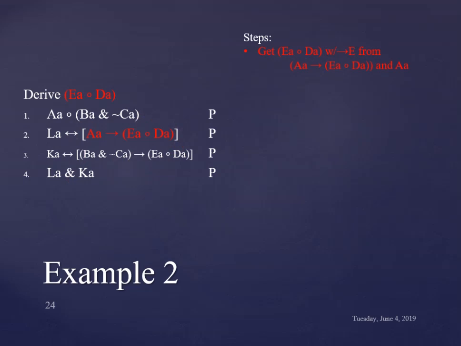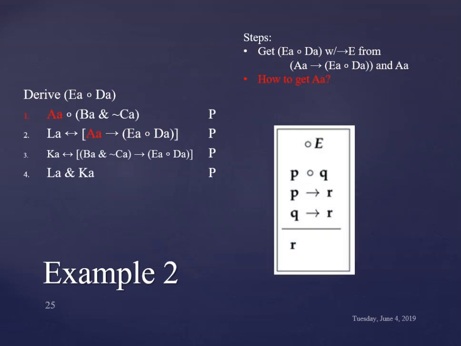So that's one thing we could try, right? So that might work. But then what we're gonna have to do then, in order to do that, right, we're gonna have to get AA by itself. Okay, we're gonna have to get AA by itself. Now, how are we gonna get AA by itself? Well, we see that AA is part of line 1. Okay, now we could use disjunction elimination to get AA.